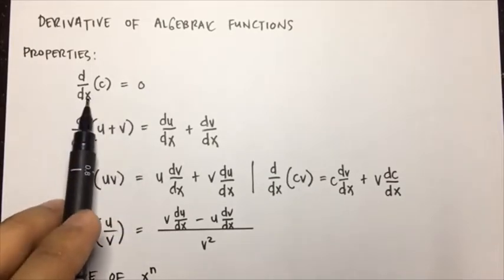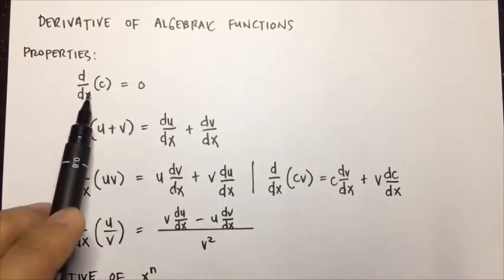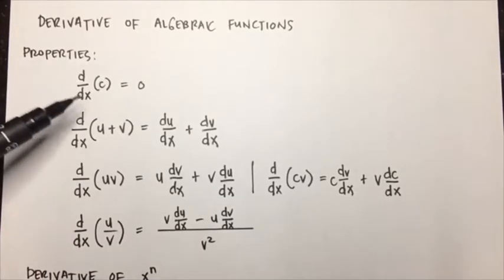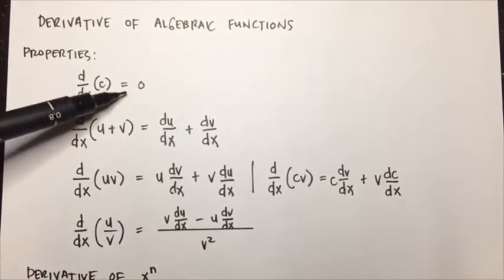Again, the variable here could be any variable also. We will have examples later on using different variables. But for now, let's just assume that all the derivatives are with respect to x. So the derivative of a constant is 0.